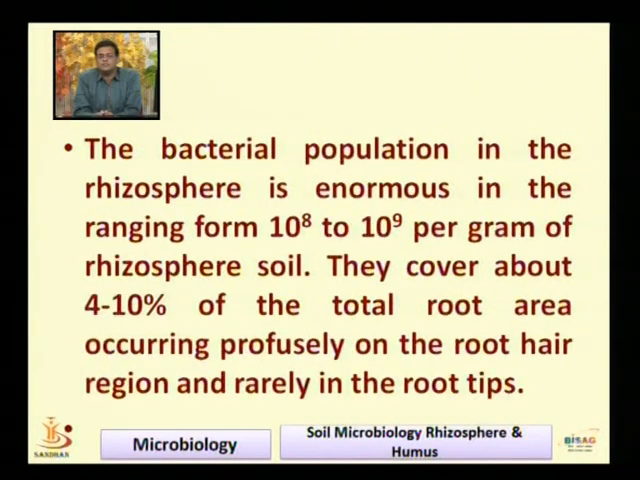Bacterial population in rhizosphere. See, we have discussed the qualitative population. Now these are the quantitative figures of bacteria in the rhizosphere. They may range from 10 raised to 8 to 10 raised to 9 per gram of rhizosphere soil, and generally 4 to 10% of the total root area is covered by bacteria or microorganisms in this area. Microorganisms or bacteria are generally found on root hairs and rarely found on root tips, because as we know root tips have the function to penetrate deep inside the soil, so they may not bear microorganisms there, but root hairs commonly have these microorganisms.